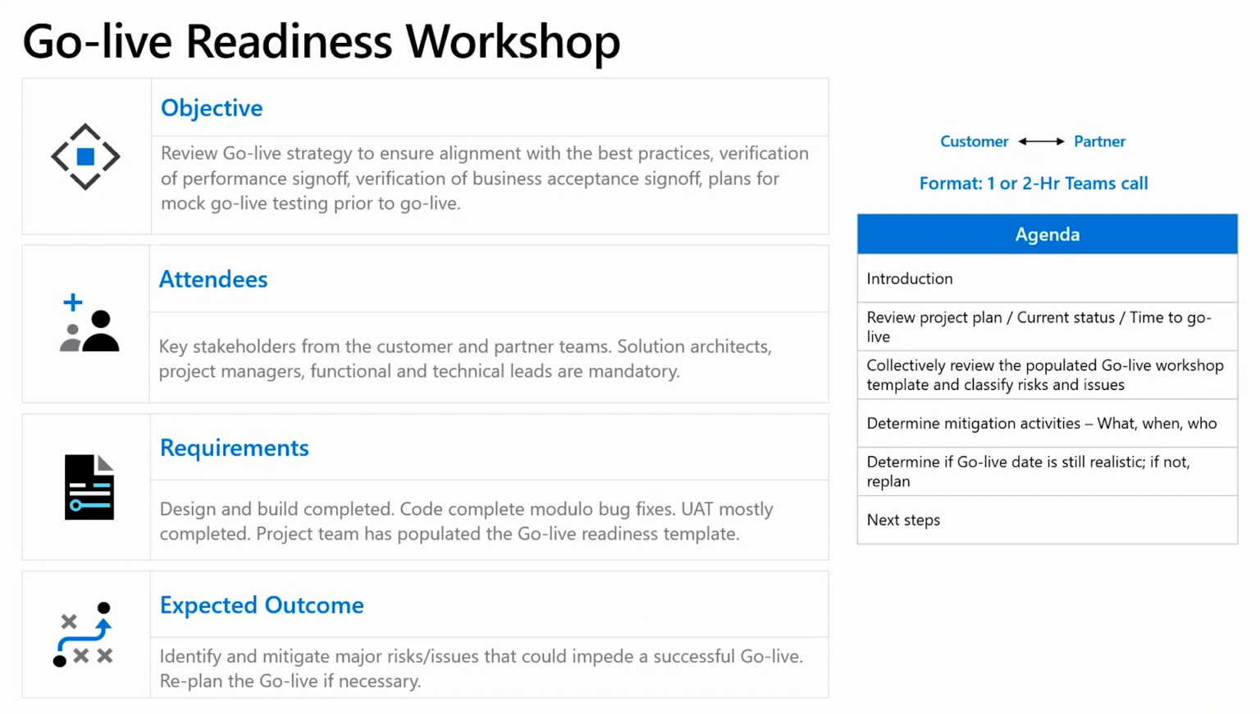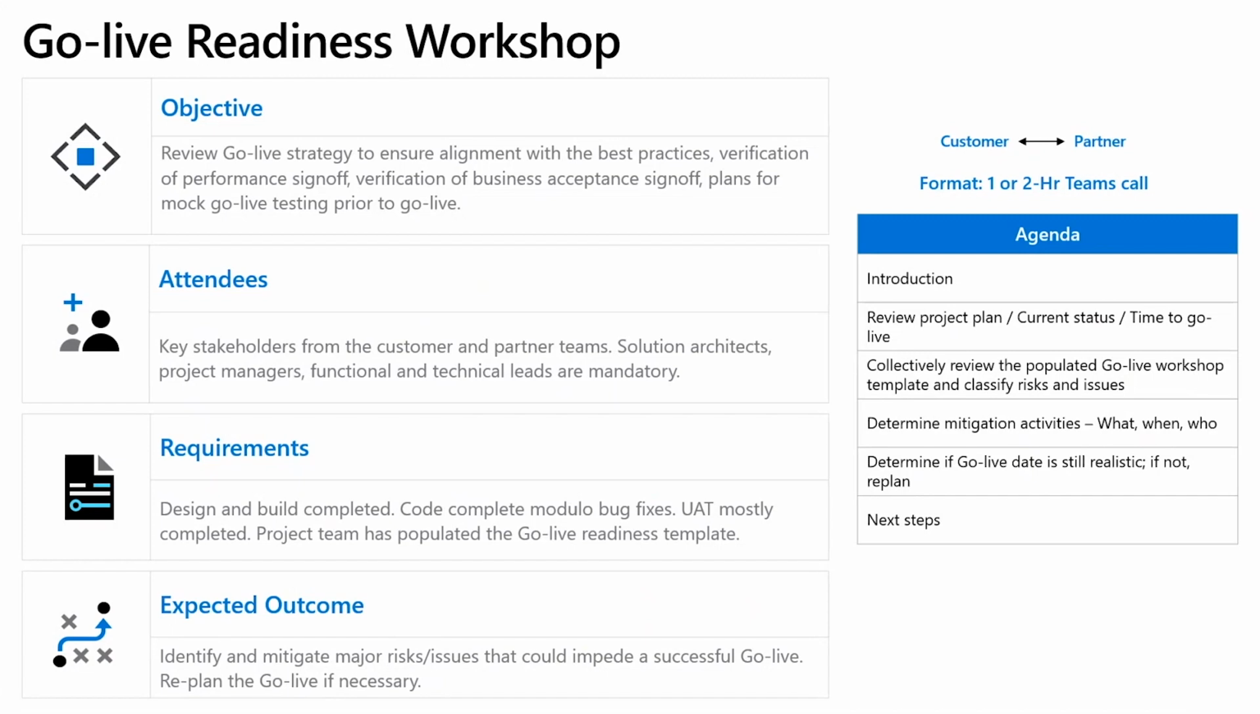We want to verify both business acceptance and performance sign-off. And you also want to verify that the mock go-live plan is there prior to the go-live. You will want to ensure that there are no blind spots and review the alignment with what was discovered during the solution blueprint review. The activity includes both customer and partners, so one would want to have the key stakeholders in there to participate in all of this.